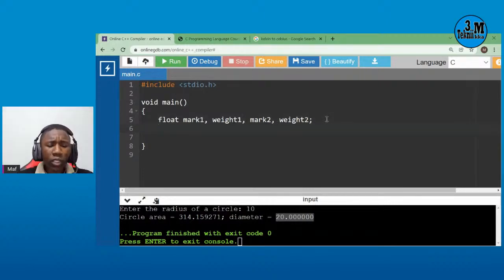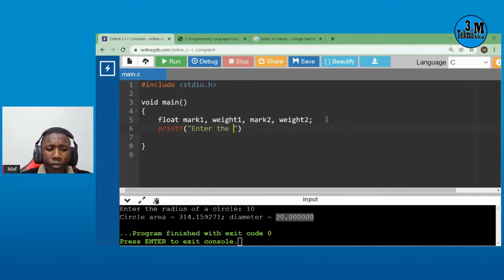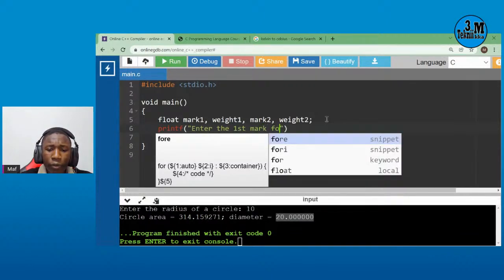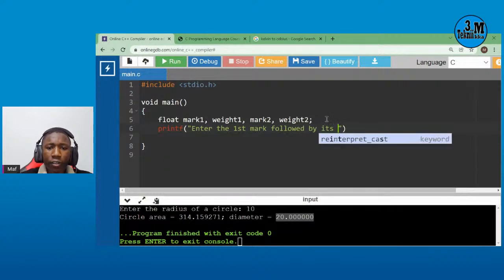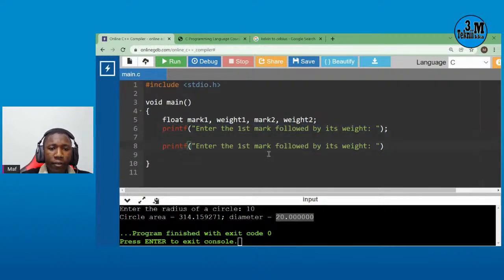So now you can use printf to tell the user to enter the first mark followed by its weight, and that's fine. And then you're going to ask the user to enter the second mark followed by its weight as well.